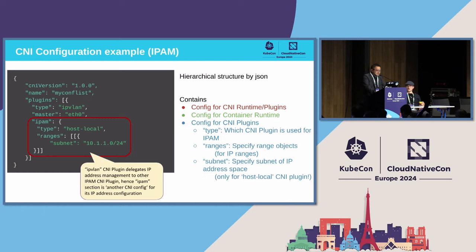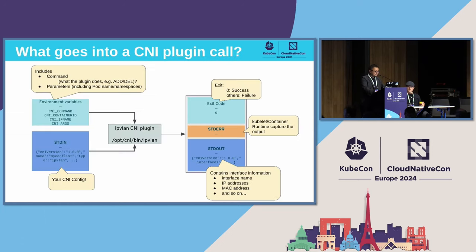The IPAM section is slightly different. I mean that the IPAM also has a nested structure, and it contains different CNI plugin configurations. In this case, the host-local CNI plugin is used for IPAM. IPAM is IP address management. So the ipvlan plugin creates the interface only, without an IP address, and then host-local assigns the IP address. This is a delegation of the CNI.